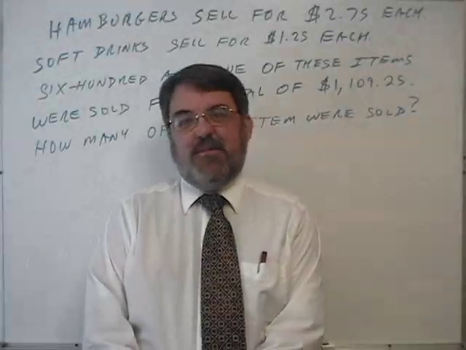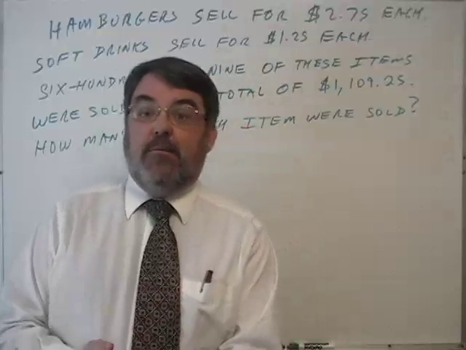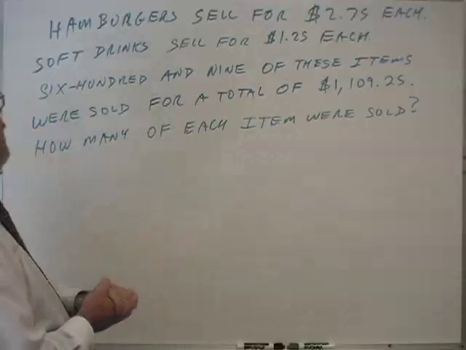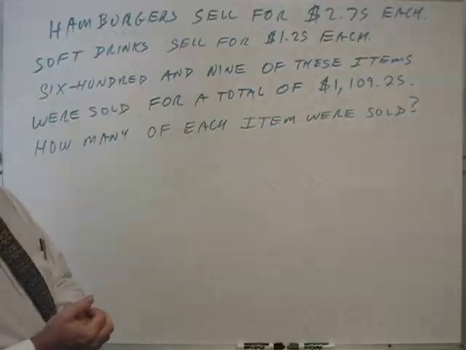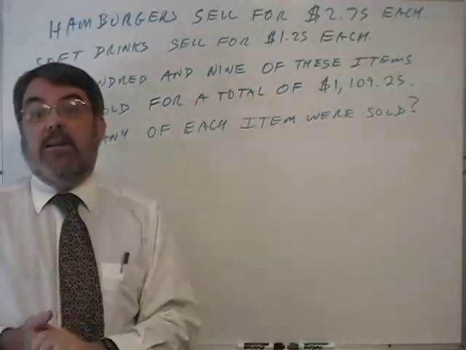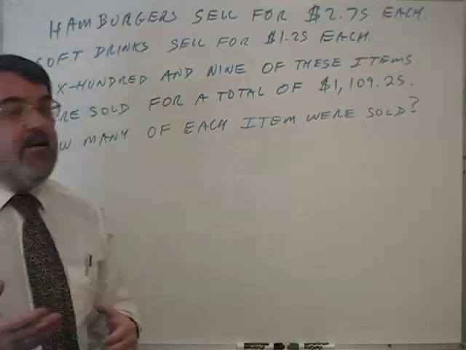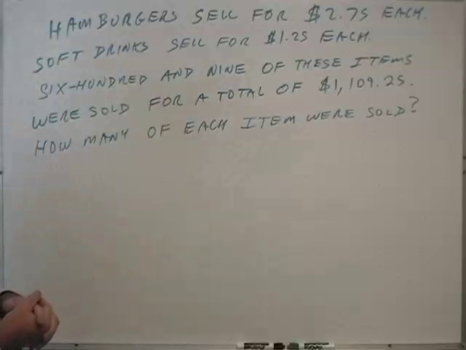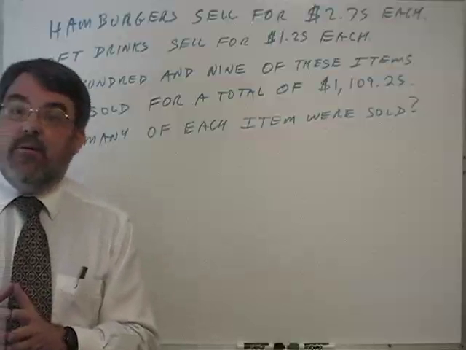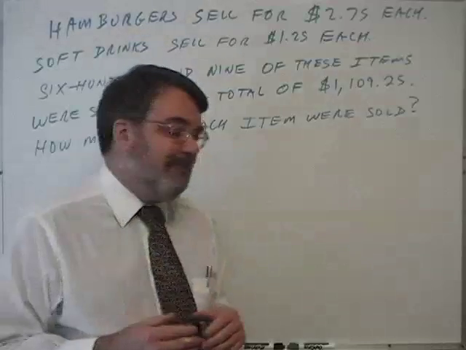We talked about this problem, introduced it in the last video. Let me reread it again before I erase the board. Make sure you have it down, and you may want to copy it. Hamburgers sell for $2.75 each. Soft drinks sell for $1.25 each. 609 of these items were sold for a total of $1,109.25. How many of each item were sold?